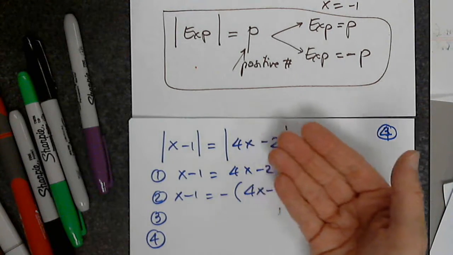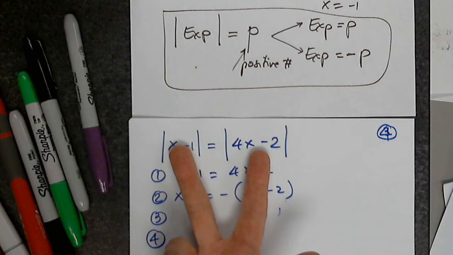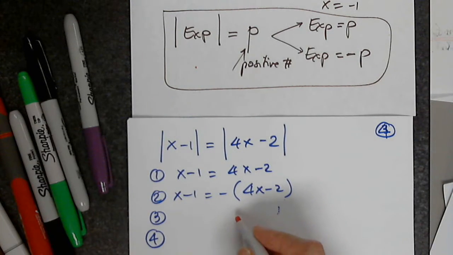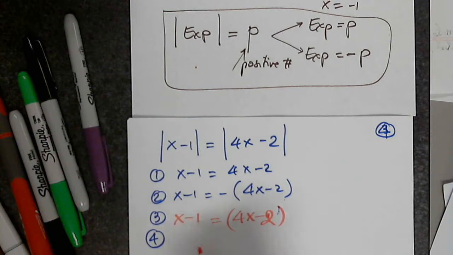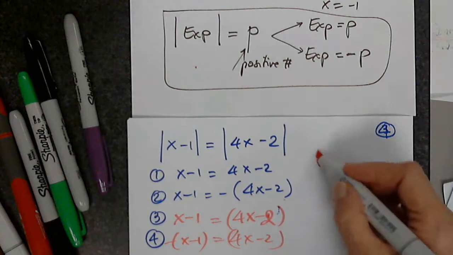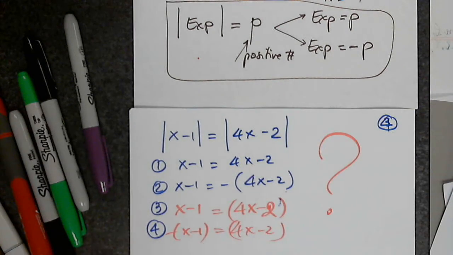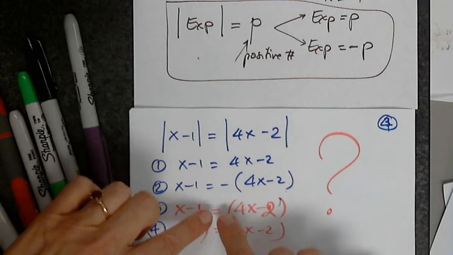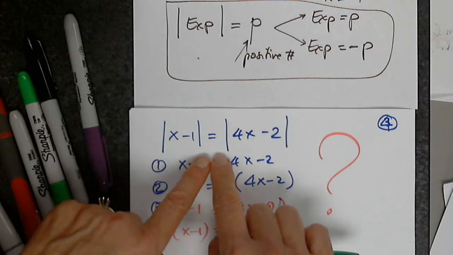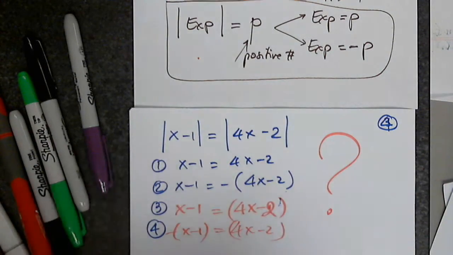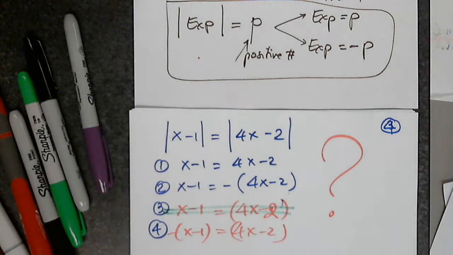Well, let's see if I start from here. I have it reversed, right? Then I will have 4x minus 2 equals x minus 1, or 4x minus 2 equals negative (x minus 1). But let's look carefully. Do I really have 4 different situations? Stay with me. Would you agree that this is absolutely the same as this? Would you agree that this is the same as this? Yes. So there is no point in writing it again.